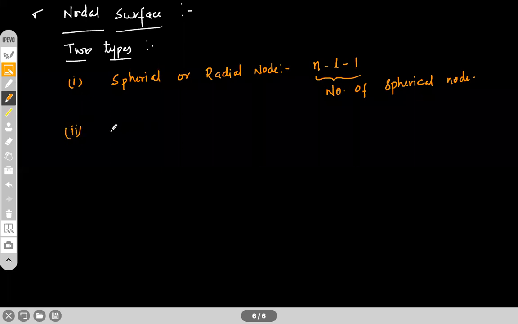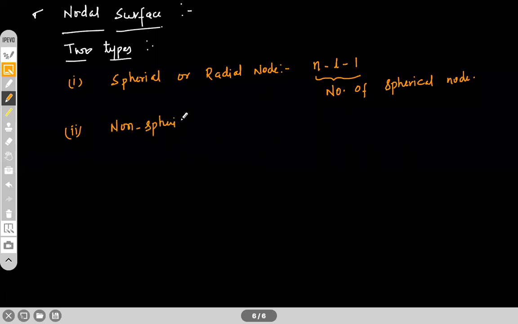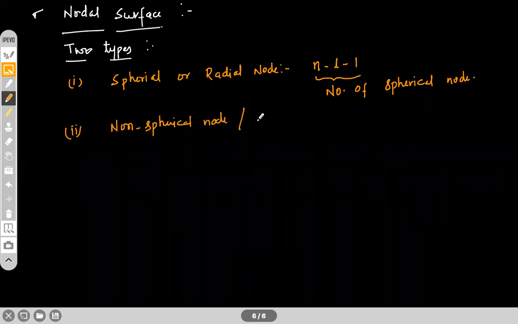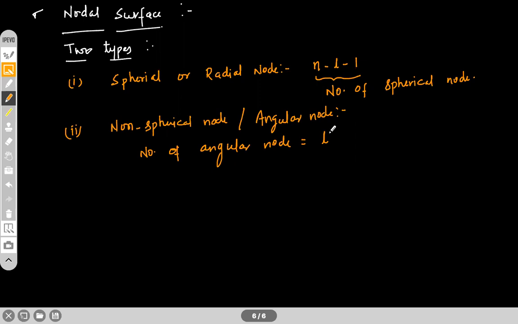The second one is non-spherical node. We also call it angular node. The number of non-spherical or angular nodes is L.